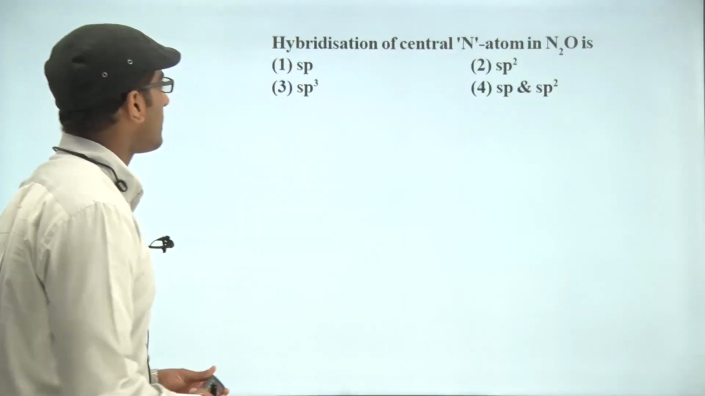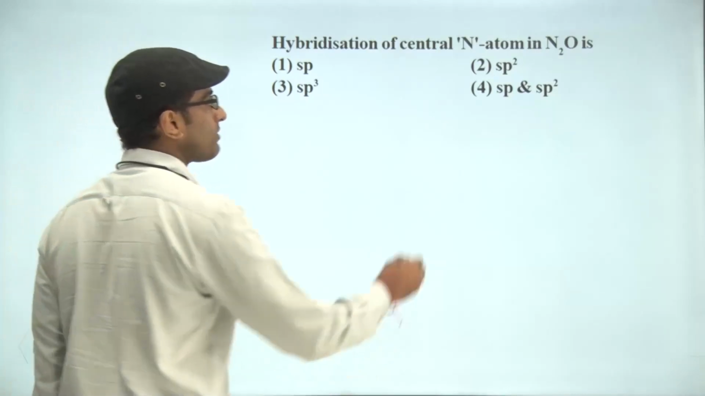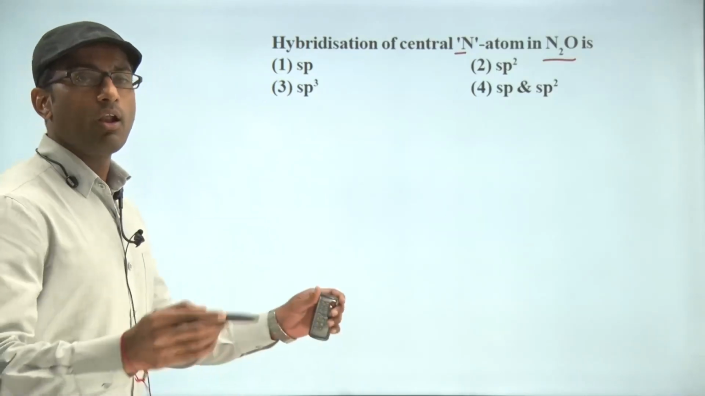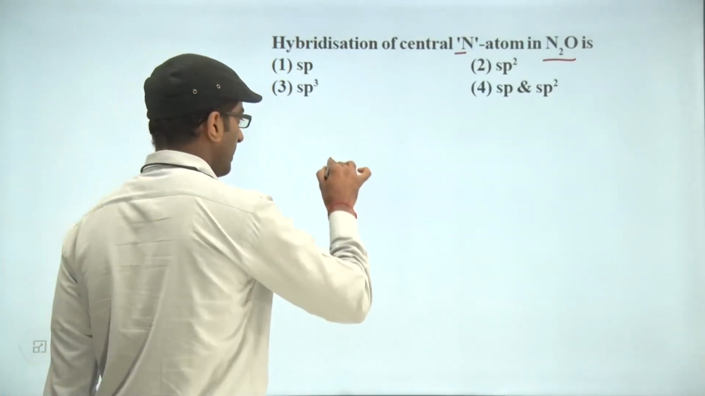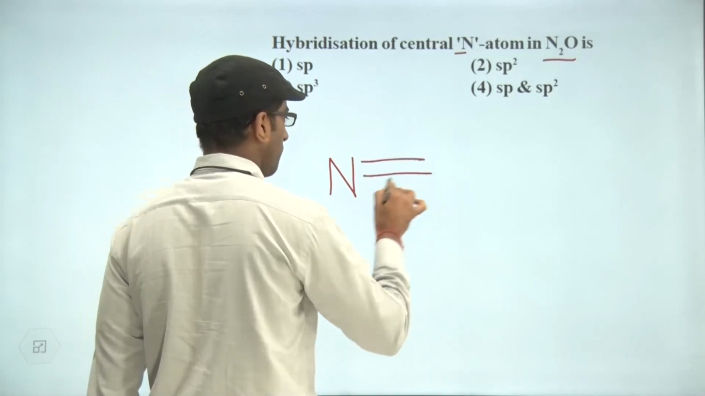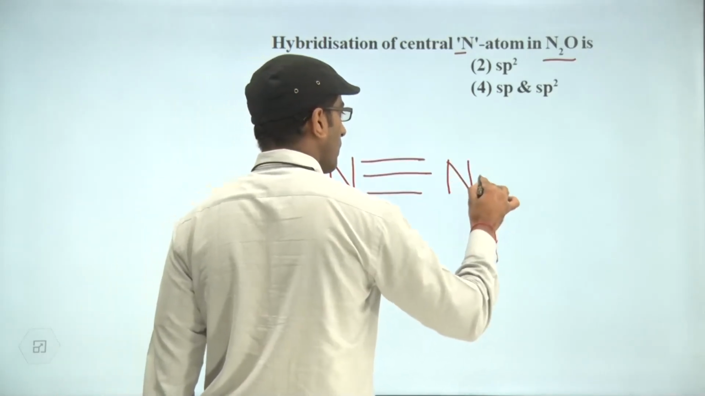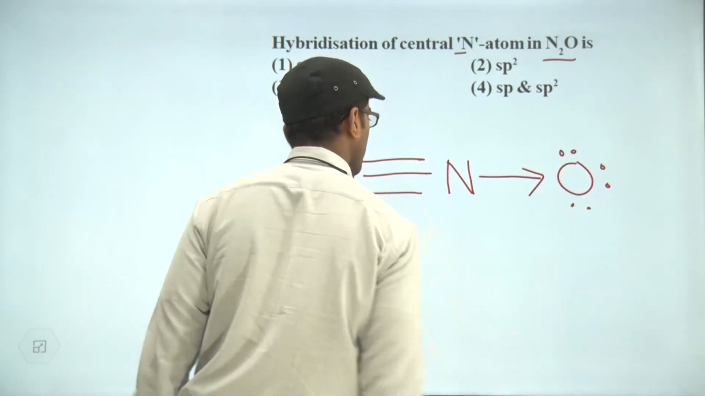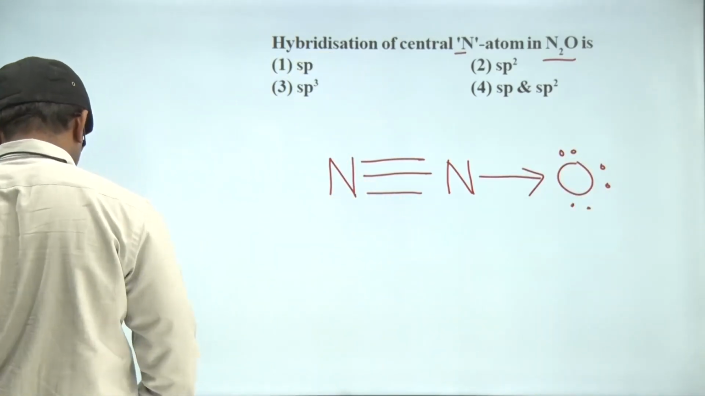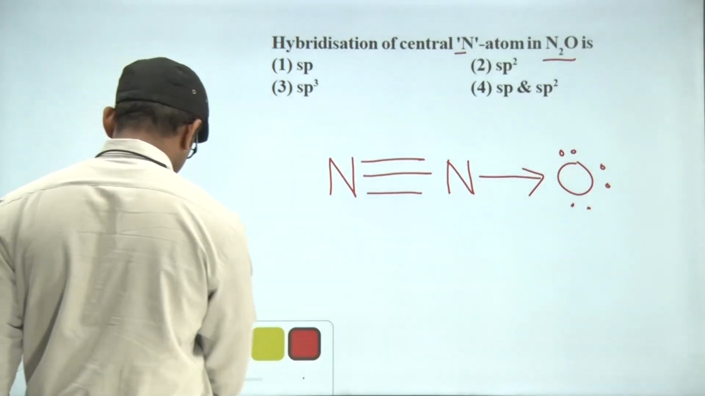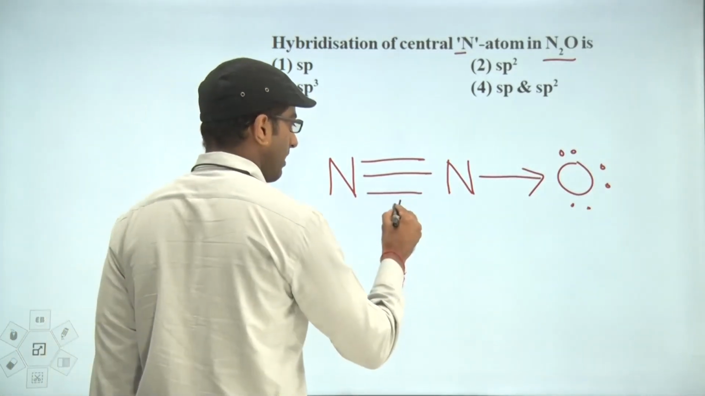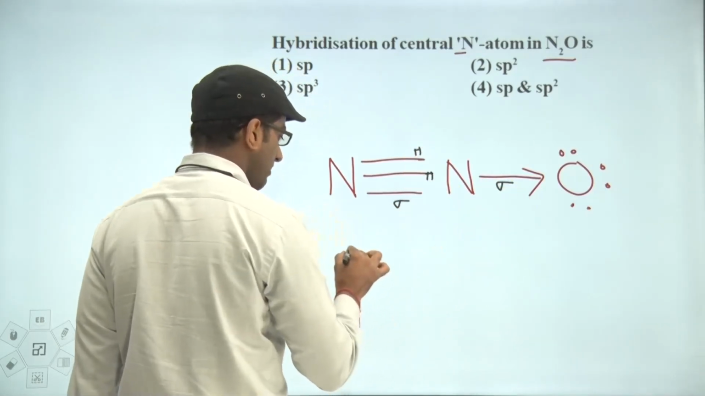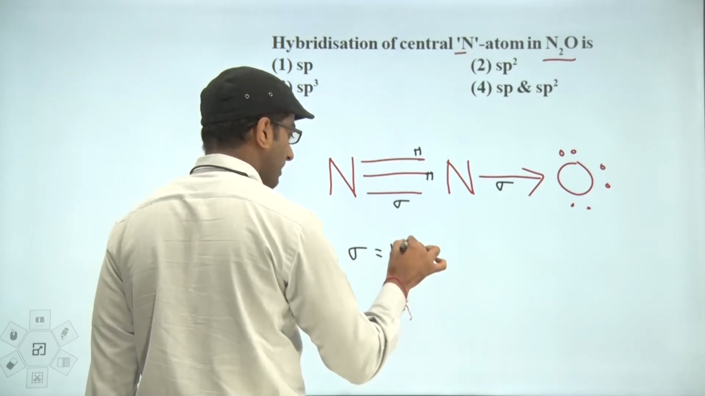This question is asking the hybridization of the central nitrogen atom in N2O, nitrous oxide, laughing gas. So the structure is N triple bond N, coordinate bond O. The octet of each and every atom is complete here. Nitrogen has sigma 1, sigma 2, pi 1, pi 2. So sigma bonds equal the number of hybrid orbitals.